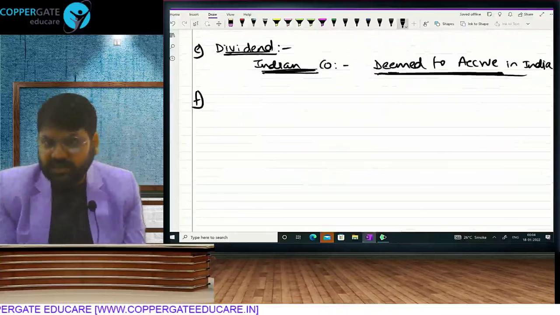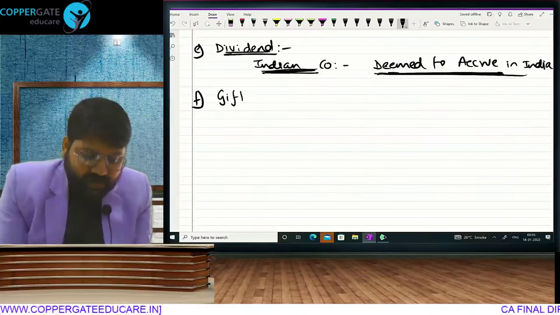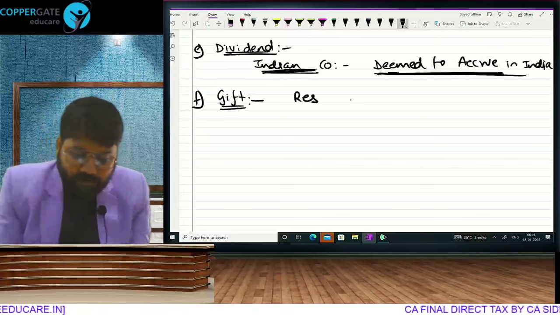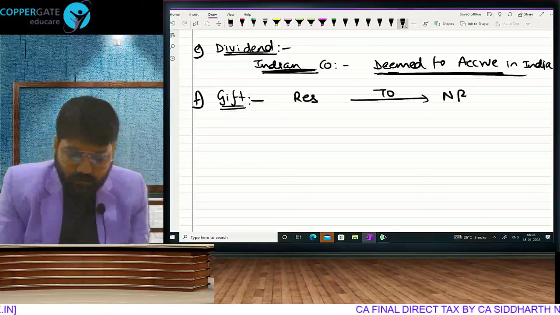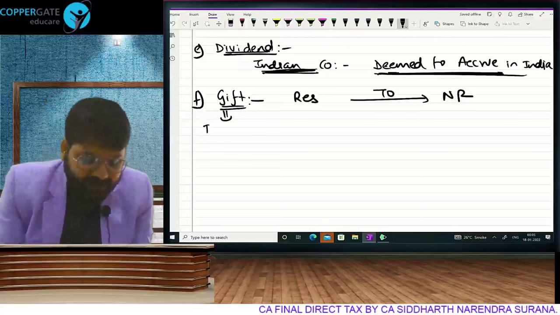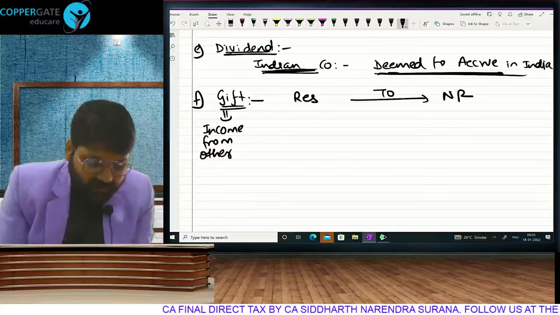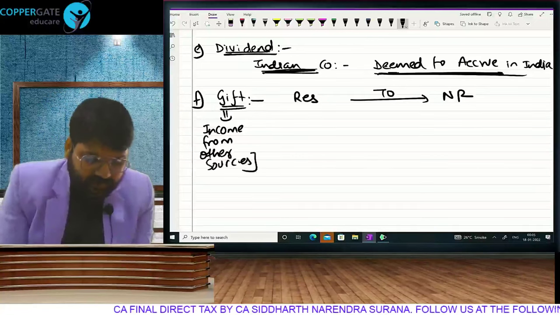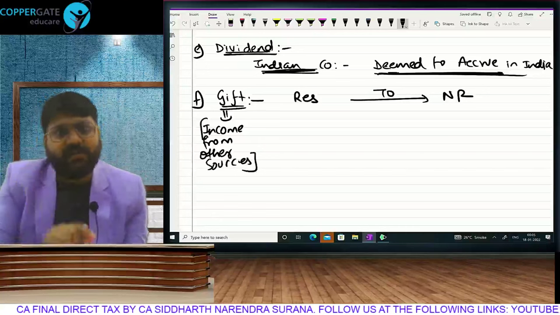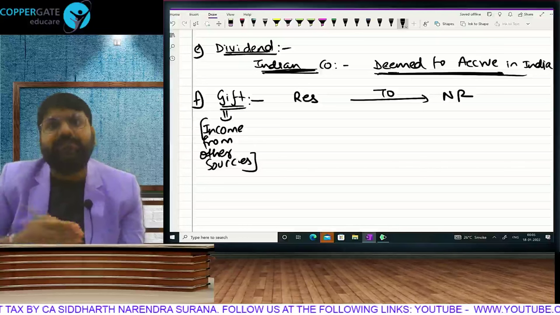Next, this change took place a couple of years ago. Whenever there is any kind of gift given by whom? By a resident to a non-resident. First of all, just a small piece of knowledge. I am going to teach you this in detail later on. Gift received is taxable under a head of income called income from other sources. Many years ago in India, there was a separate act, gift tax. Gift tax got abolished because they brought gift under taxation in income tax only. So, if you receive any gift, gift is also an income which is taxable.